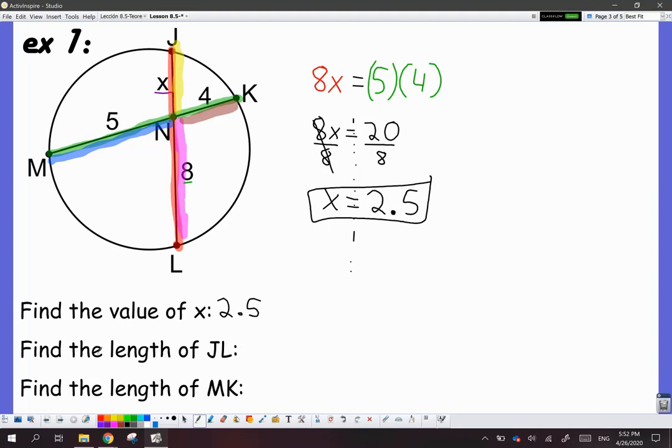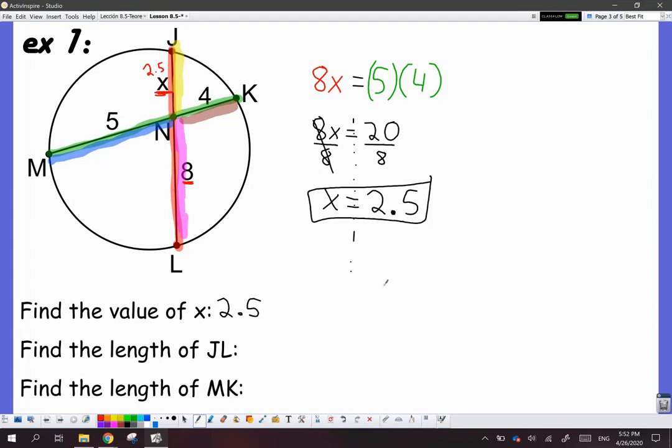The next thing they're asking us for is the length of JL. So again, JL is this entire chord, and right now I only know the pieces. I know that one part from N to L is 8, and the other part from J to N is X. But now that I know that X is 2.5, then to find the total length of this chord, I can just add the two pieces together.